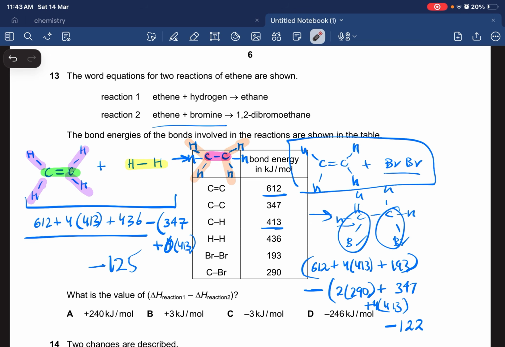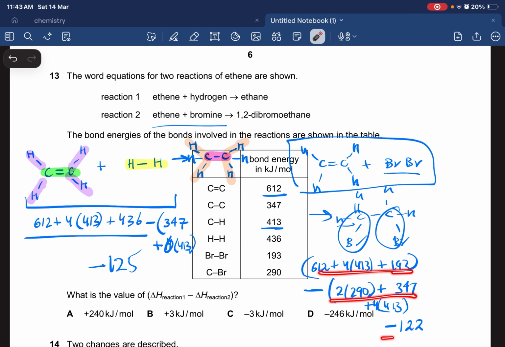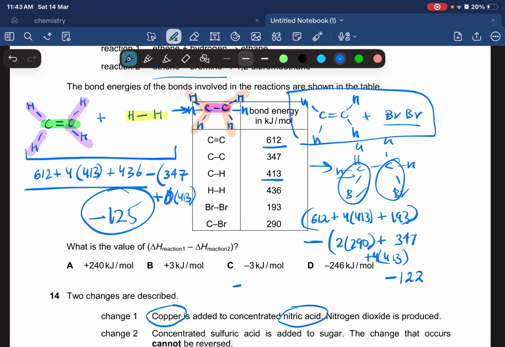And the next thing is that you have to find the enthalpy change of the second reaction. That's ethene plus bromine forming 1,2-dibromoethane. You do the maths and you get negative 122. Now the tricky part in this question was, what is the value of delta H1 minus delta H2? So delta H1 was negative 125, and then minus delta H2, which was negative 122. You just don't have to forget the minus sign. That was the tricky part over here, which gives us negative 125 plus 122. That comes out to be negative 3, which makes option C the correct answer.